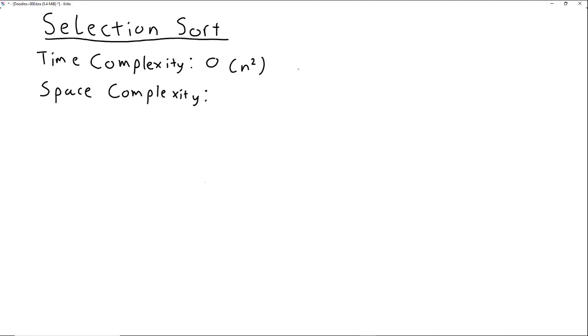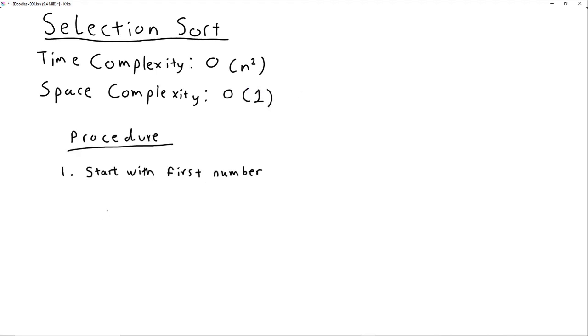sorting algorithms. Selection sort is an in-place algorithm, which means that it only operates on the list or the array that's given. So for that, the space complexity is big O of 1, or constant space.